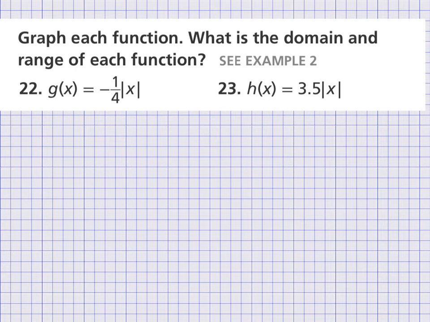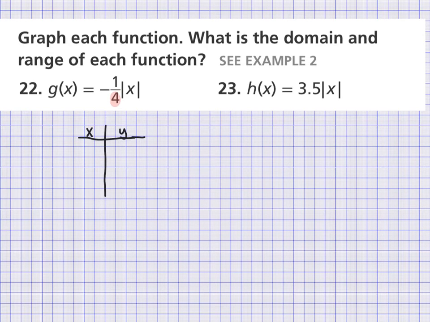All right, graph each function. What's the domain of each function? So looking at number 22, graphing the function. The only way that we've shown you how to graph this is to make a table of values. So I'm going to input an x and output a y. Now the easiest thing for me to do is to choose values that can easily divide by 4 there. So I would choose multiples of 4 essentially.